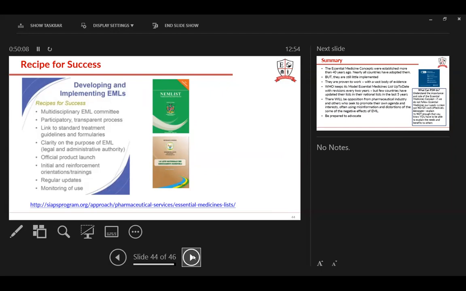Initial and reinforcement orientation and training. You have to train people on the use of new drugs, because somebody could say, I'm used to administering this drug, I'm not used to administering these other drugs that you just brought. So you need to train. Regular update. They didn't say one update, they said regular update, because every day new disease comes, so there should be a new treatment for that disease. Then we also have monitoring of the usage. I know you will participate in another session that will talk about drug use, and you will understand when we say monitoring the usage. That is the monitoring of the drugs on your essential medicine list.